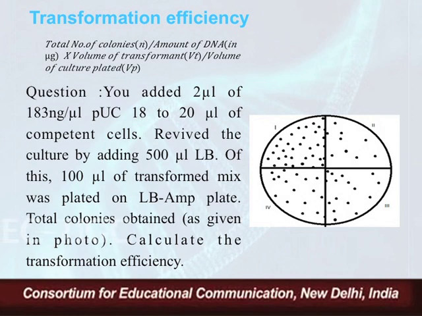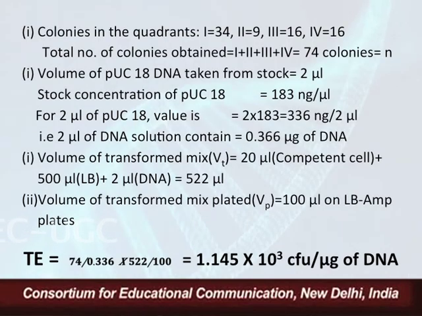The volume of medium used to revive the cells after the transformation is given. How much volume is plated is given. And then the total number of colonies we can find out from this picture. So we know all these things and we can calculate the transformation efficiency. So let's see how we do that.